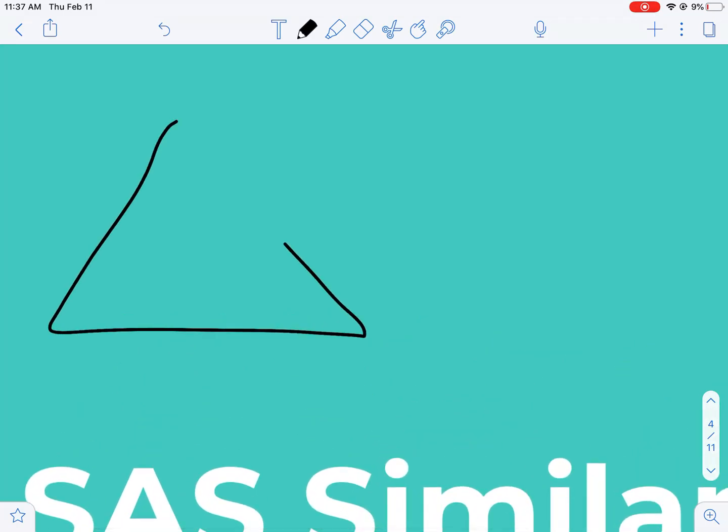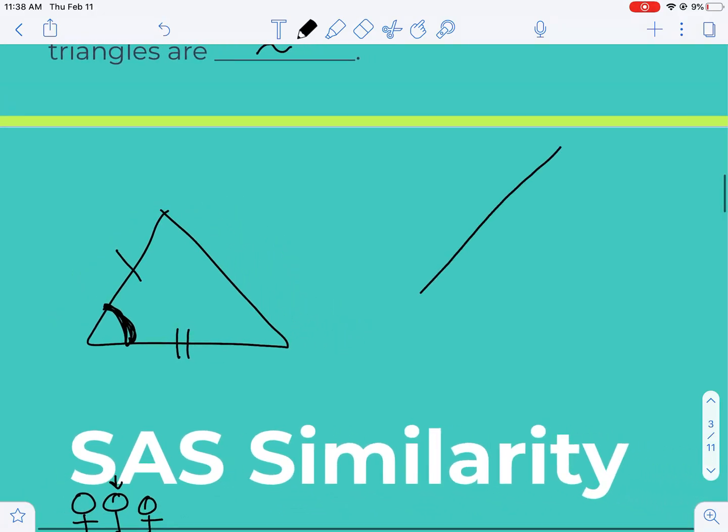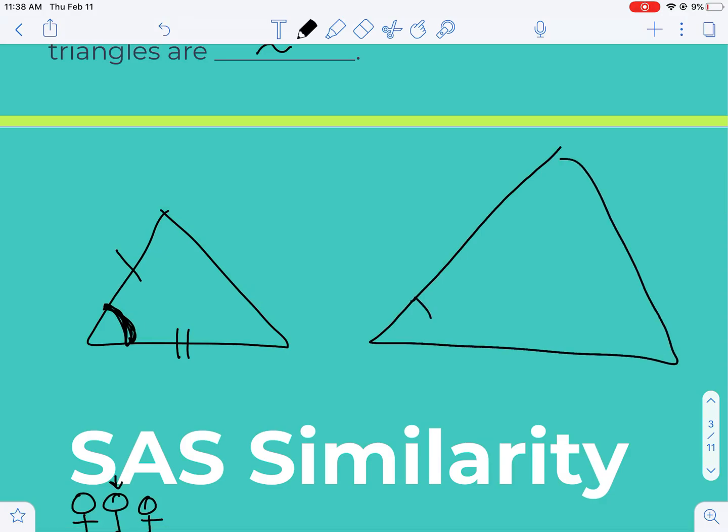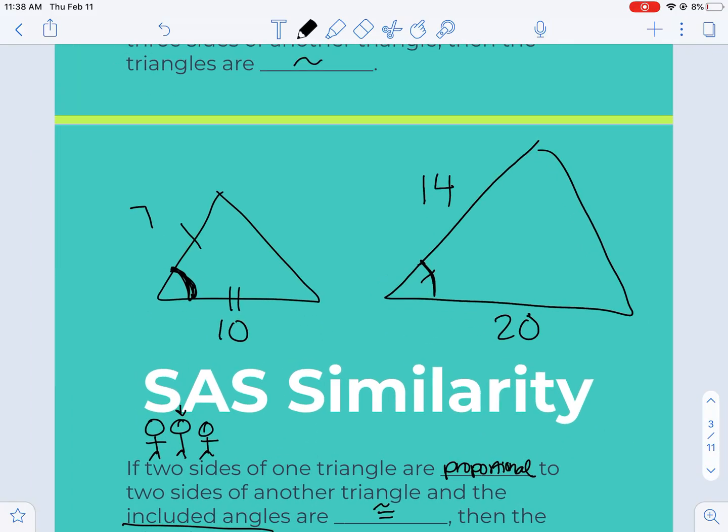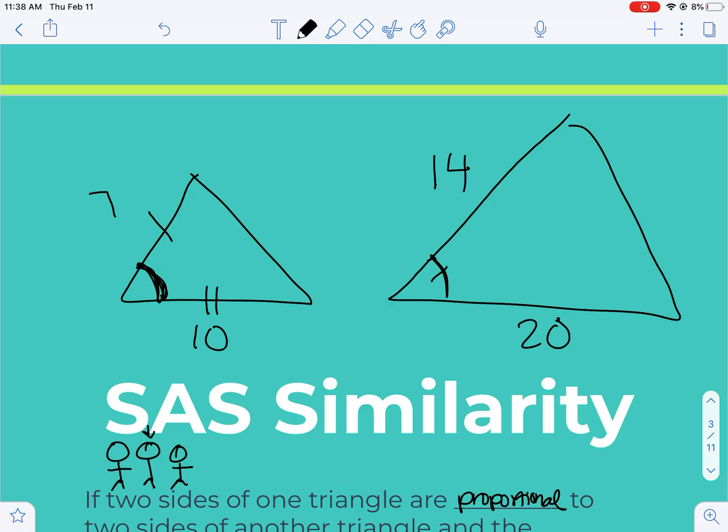In a triangle, if I know this side and this side, it's the angle between the two sides. So let's say I knew these were congruent, and let's say I know my sides are 7 and 10 here, and then I have 14 and 20 here. Well, since I've got the angles congruent and the two sides touching both are proportional, I can use side, angle, side to prove that they're similar.